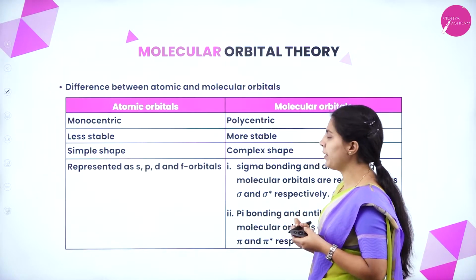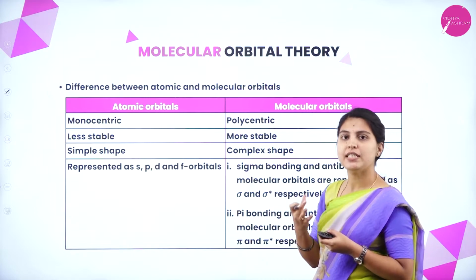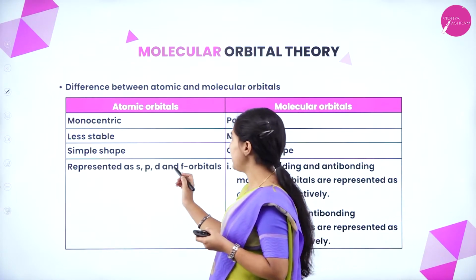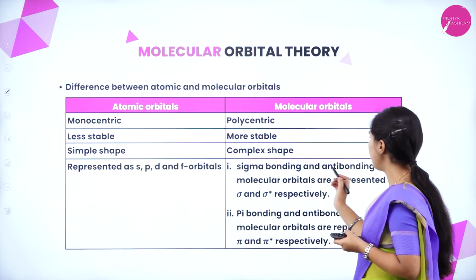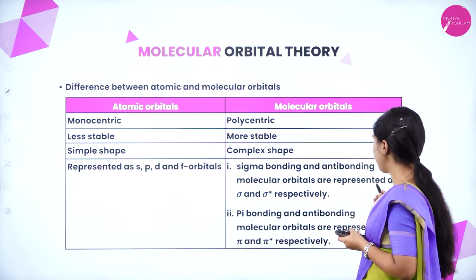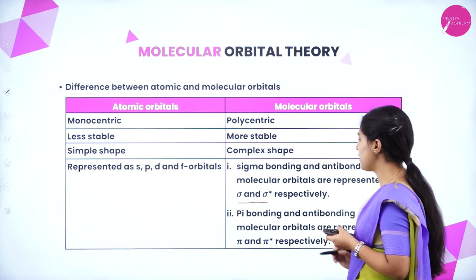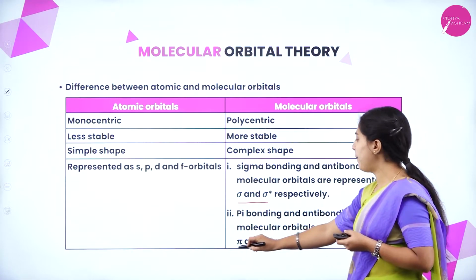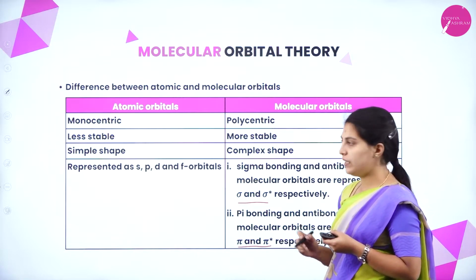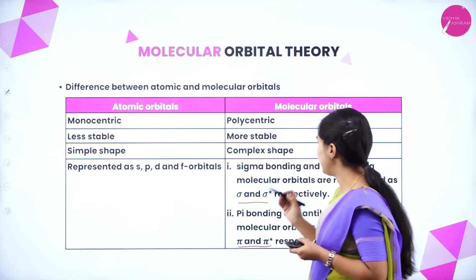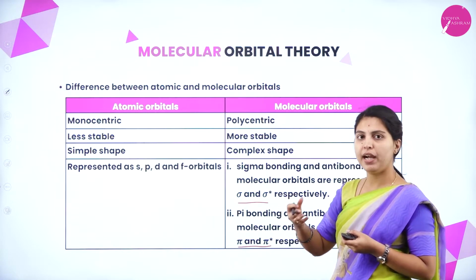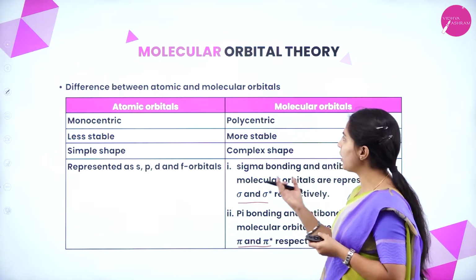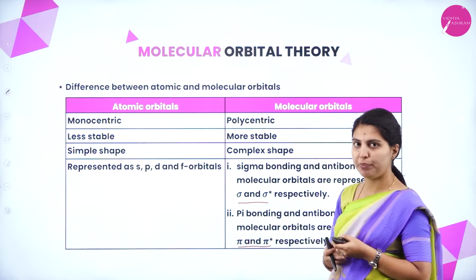Atomic orbitals have simple shapes, but molecular orbitals have complex shapes. Atomic orbitals are represented by s, p, d and f. Sigma bonding and anti-bonding molecular orbitals are represented by sigma and sigma star. Pi bonding and anti-bonding molecular orbitals are represented by pi and pi star. Atomic orbitals we know as s, p, d and f, but here the bonding will change to sigma and sigma star, pi and pi star. These are the major differences between atomic and molecular orbitals, very much important.